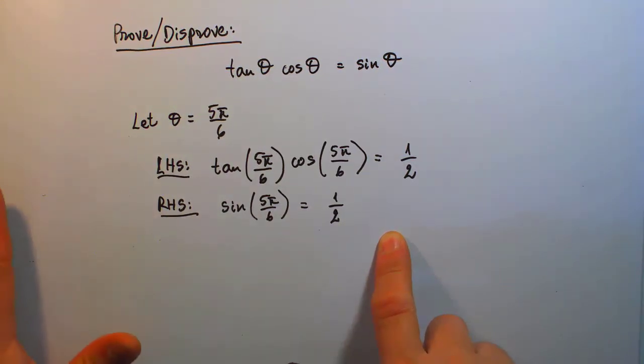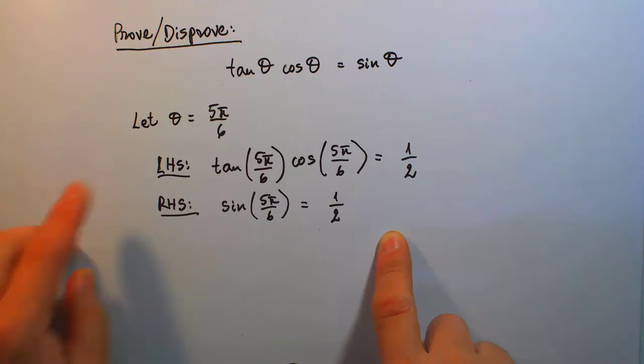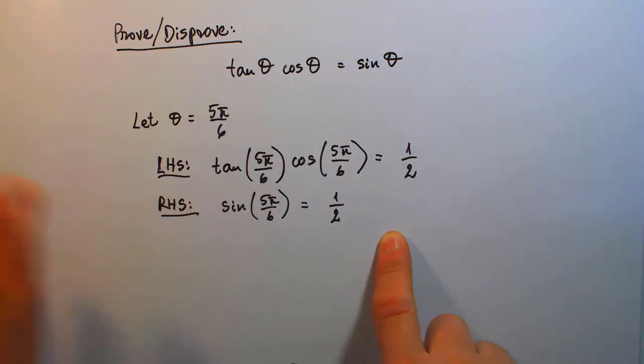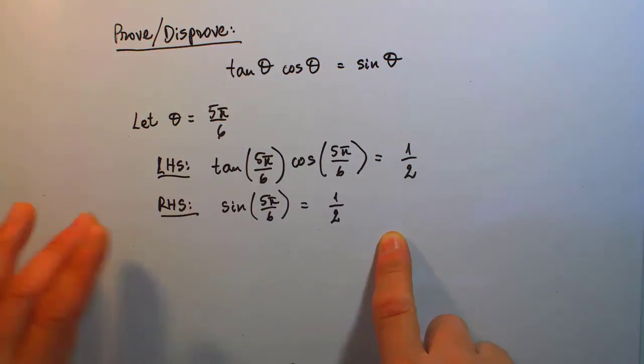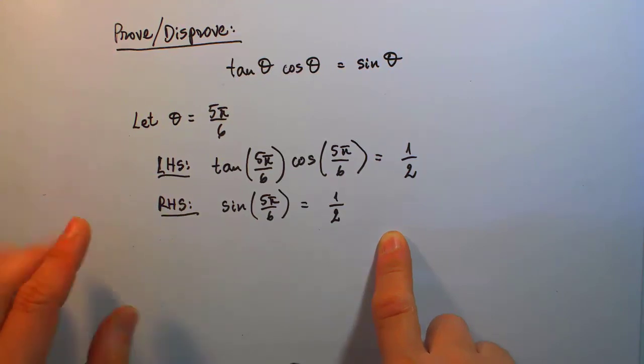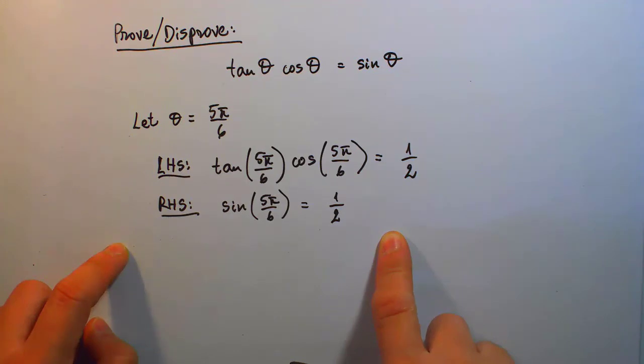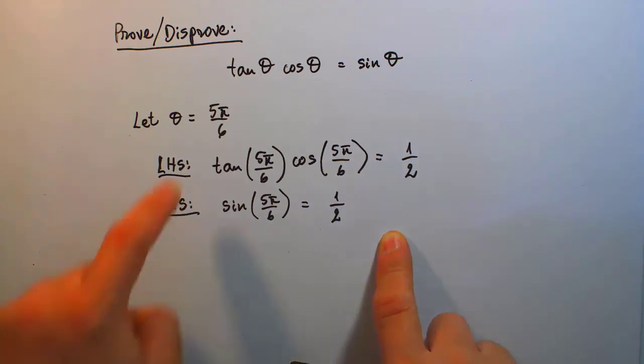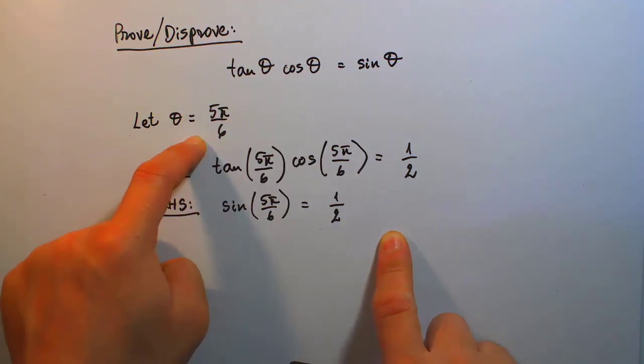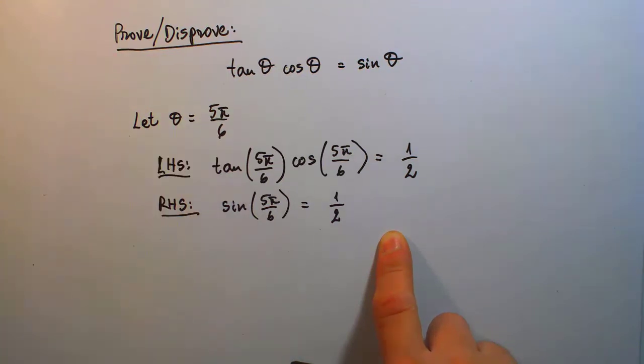So usually I would go with about 5 attempts at making it false. But if after 5 attempts are all unsuccessful, we're going to start looking for a way to prove it. So why don't you pause the video and try a few more attempts right here, choosing other values of theta, and then come back and we're going to see whether we should prove it.